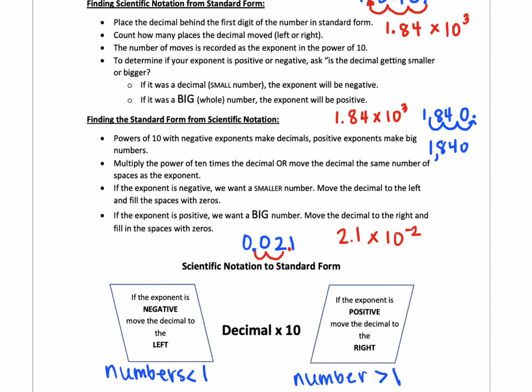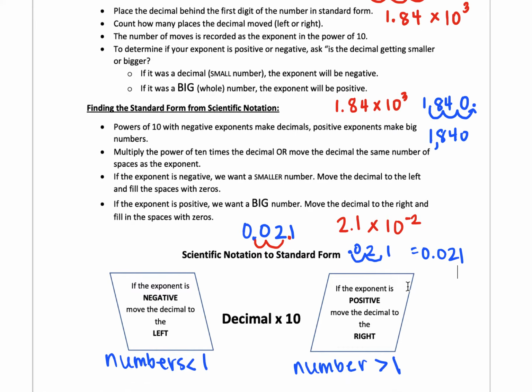Now to go back and check to make sure that works, I take 2.1, and I look at my exponent. It was a negative 2, which means I need to move my decimal 2 places to the left, and that gets me 0.021, which is what we started with. So you can always go back and check to make sure you did it right by converting your scientific notation form into standard form again, and make sure you end up with what you started with.